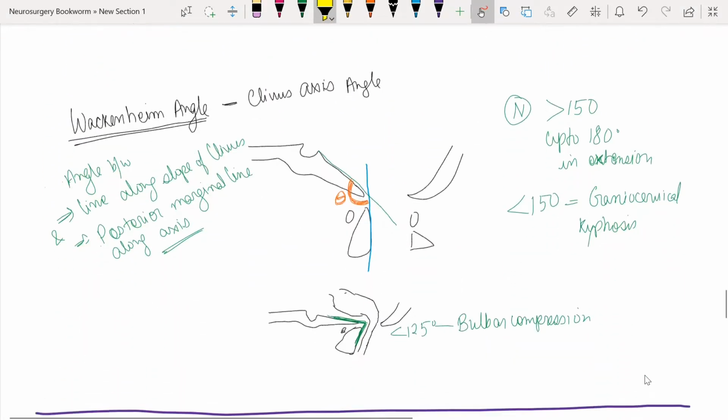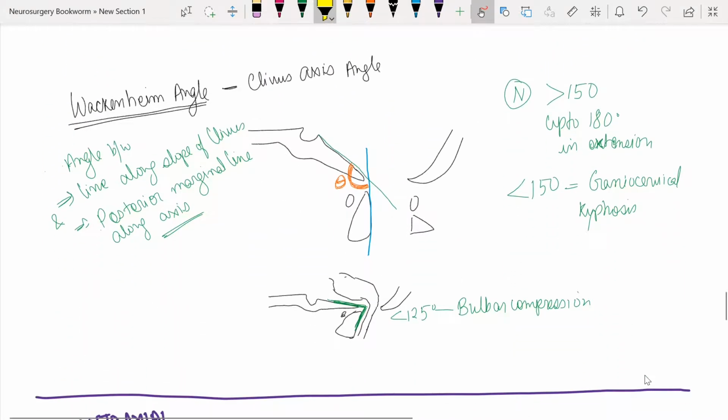Now moving on to the next angle, Wackenheim's angle. It is also called the Clivus axis angle. It is an angle between the line along the slope of Clivus and the other line along the posterior marginal line along the axis.